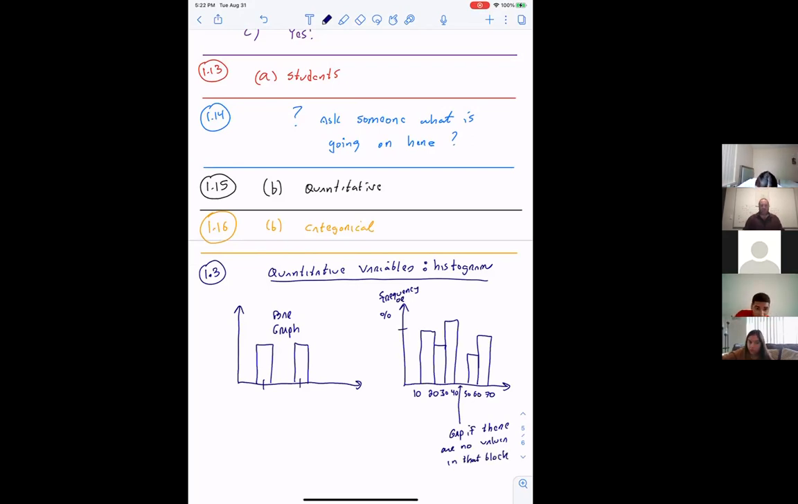Right? You're allowed to have gaps like you do for a bar graph. And why would you have a gap? Why would you have a nothing there if there's no values in that section?